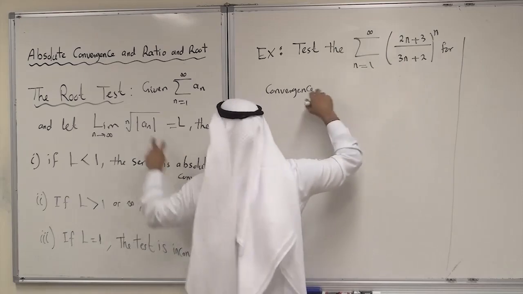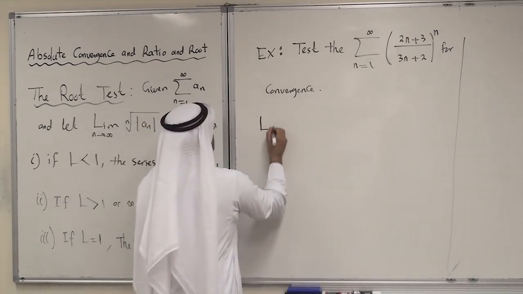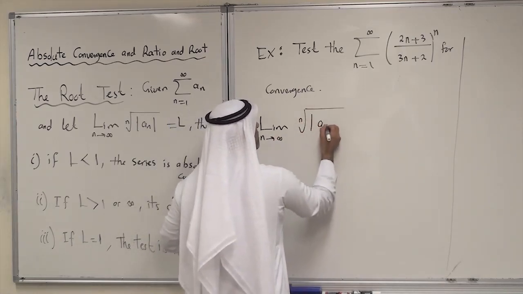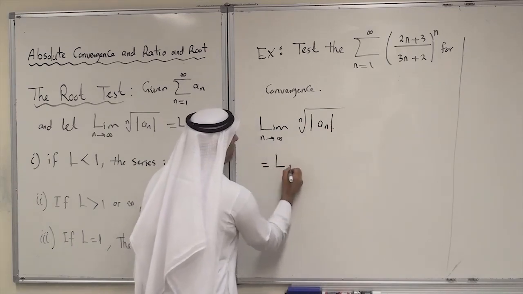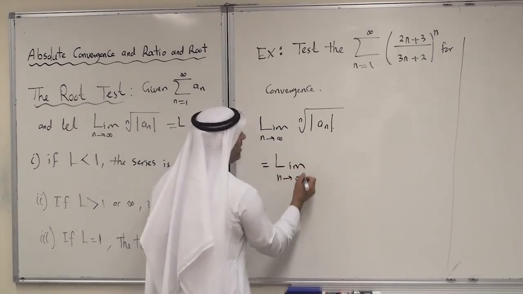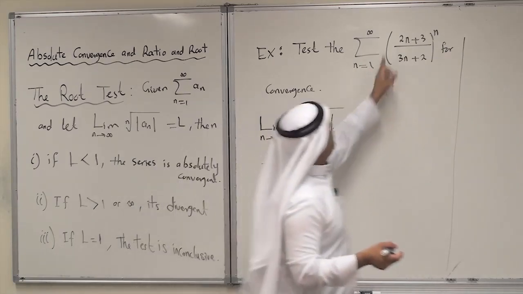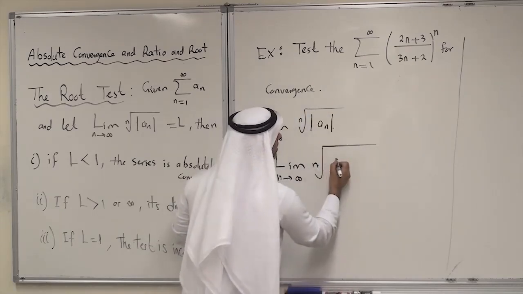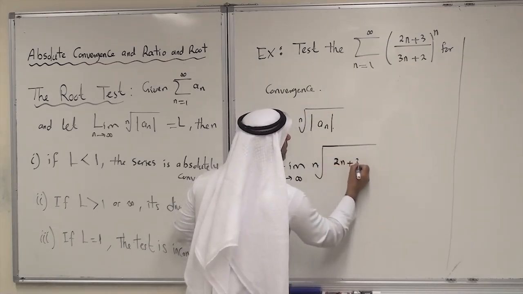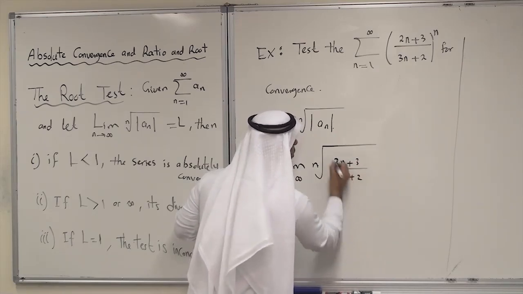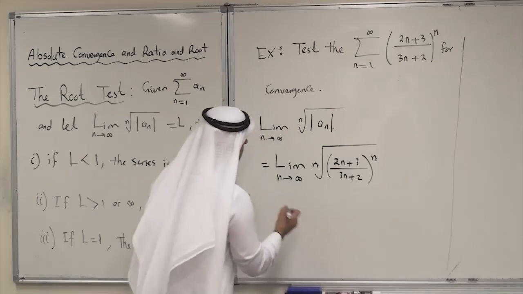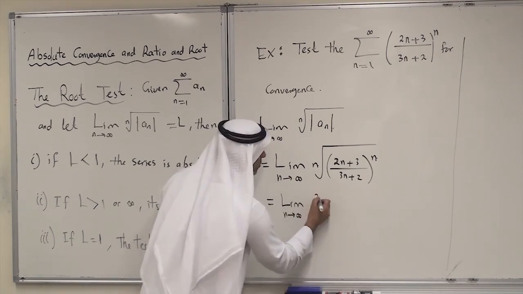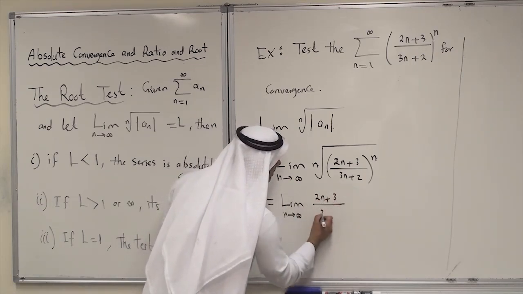I have positive terms, so I don't need the absolute value here. I directly evaluate the limit as n goes to infinity of the nth root of a_n. This will give me the following. The limit as n goes to infinity of the nth root of a_n: if you take the nth root of the exponent here, that is the nth root of (2n plus 3 divided by 3n plus 2) all to the power n, and clearly this is equal to the limit as n goes to infinity of 2n plus 3 divided by 3n plus 2.